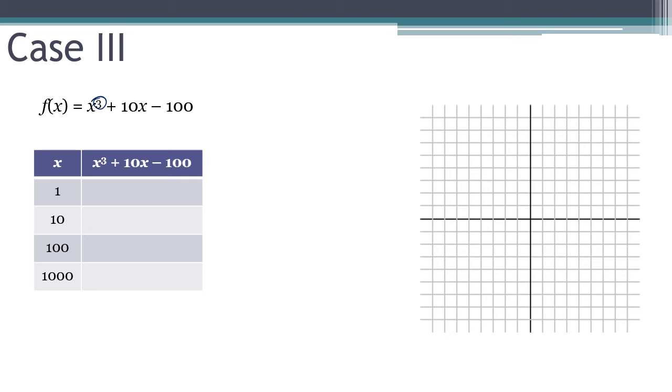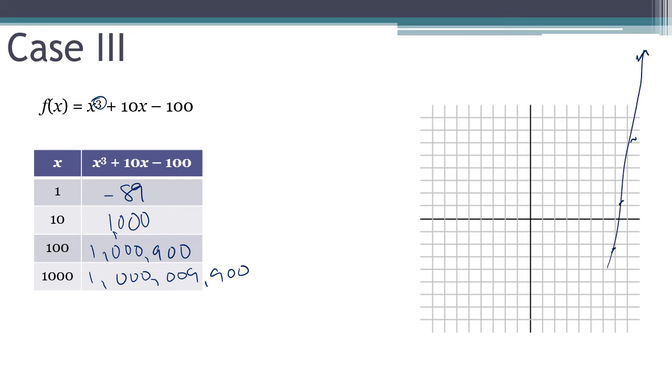All right, well, again, if you do these calculations, you're going to get negative 89, positive 1,000, positive 1,900,000, and positive, what would this be, 1 trillion? 9,900. All right, so it's the same thing, right? We're seeing the exact same behavior. The numbers start off here and then increase even more quickly. So this also increases or rises, whichever word you want to use, to the right.